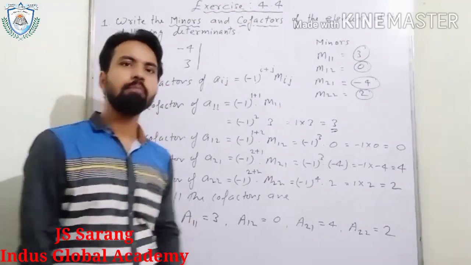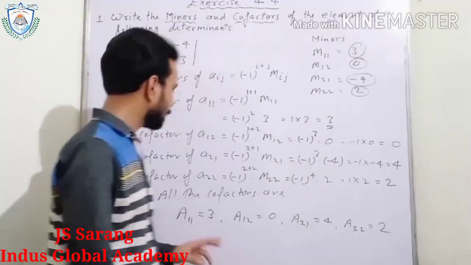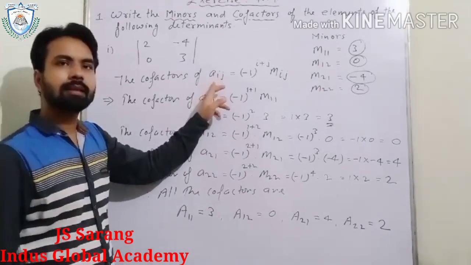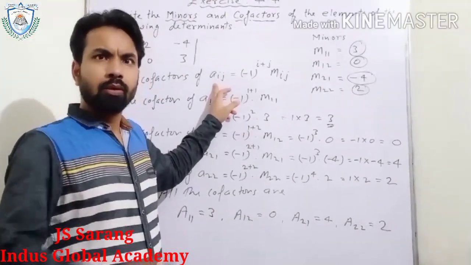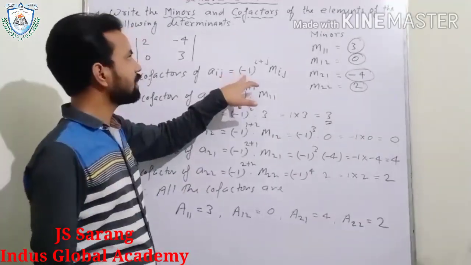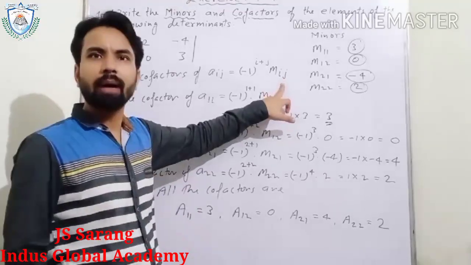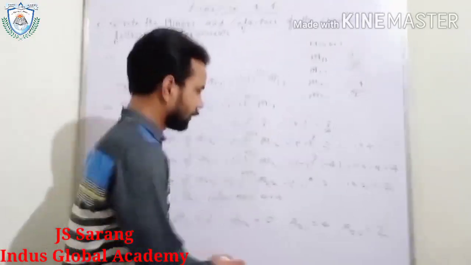Again I am explaining, minors are denoted as Mij and cofactors are denoted as capital Aij, or small aij is denoted as the elements of that determinant. Is it clear? So cofactors, the formula is minus 1 to the power i plus j into Mij, where Mij are the minors of the elements. Hope it is clear to everyone. Good.